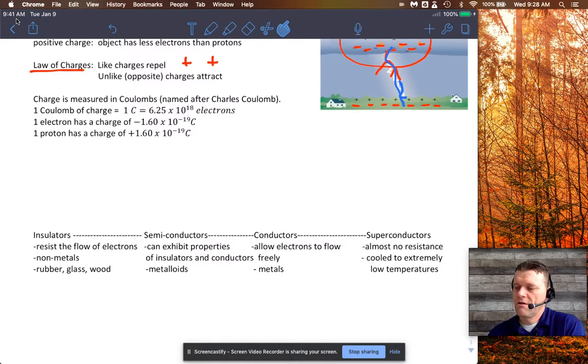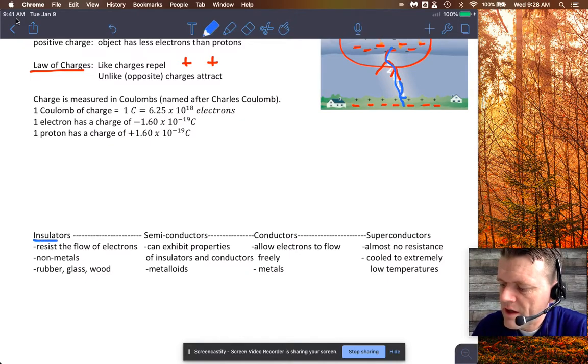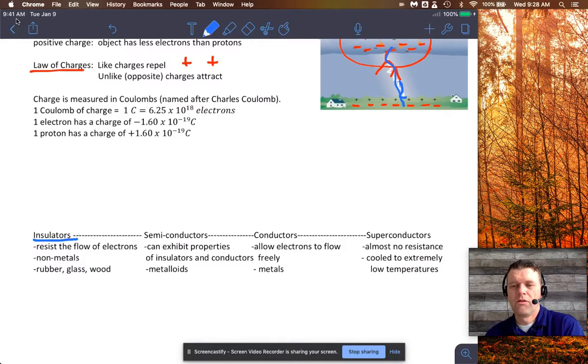There's a range of materials. They start with insulators, if you remember those. Insulators actually resist the flow of electrons. Current doesn't flow very well through them. They can hold a charge, but that charge doesn't distribute all the way around the object. It kind of stays restricted in a certain spot.